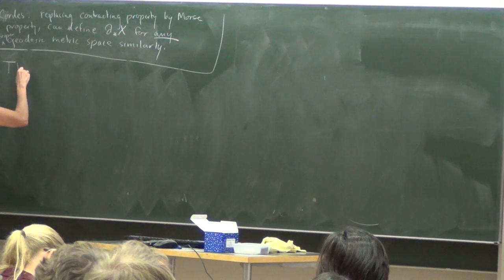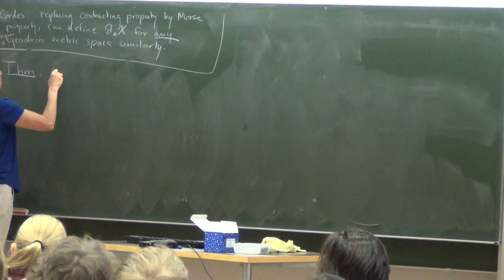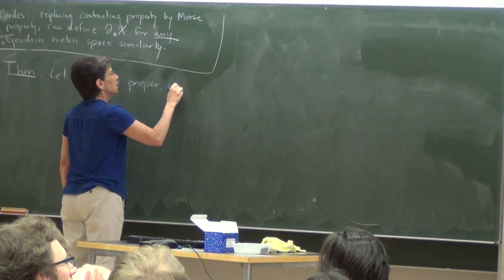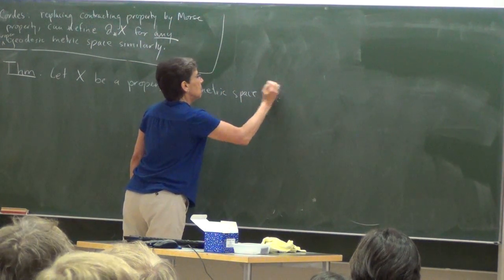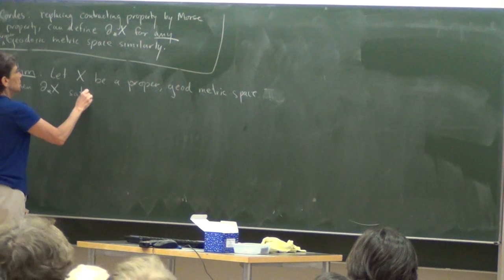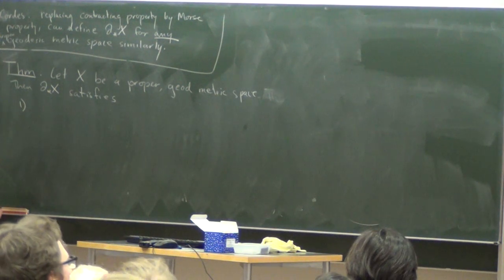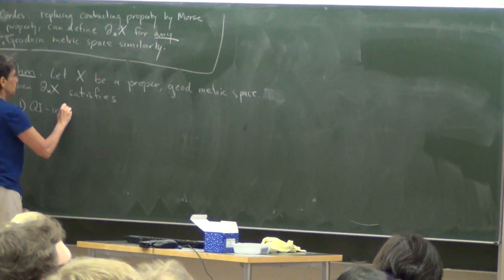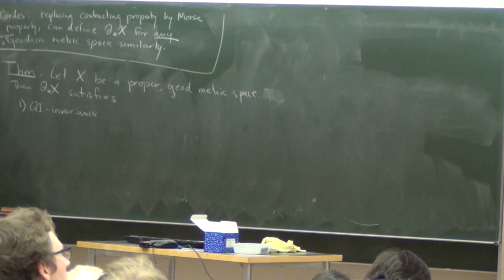So, theorem. Actually, let me state it. I'm going to mention some of Matt's results here. Theorem: let X, first of all, be a proper G-nested metric space. Then the Morse boundary of X satisfies one: quasi-isometry invariance. That was our goal. So I'll just say QI invariance. Namely, given a quasi-isometry between two spaces, it induces a homeomorphism on the Morse boundaries.